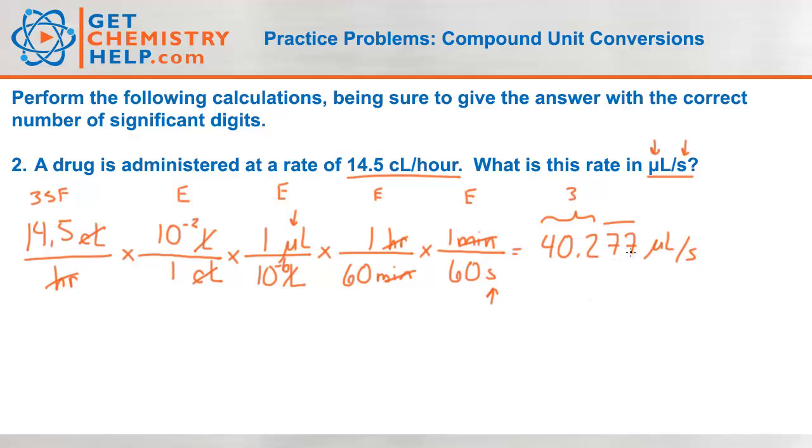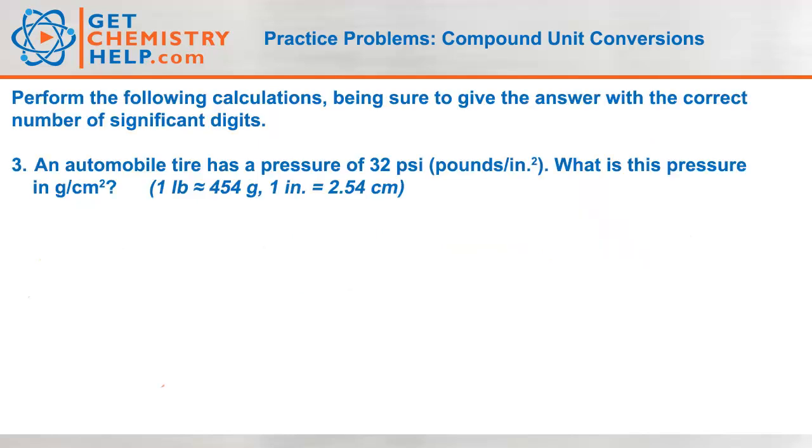So 40.277 would round off to become 40.3 microliters per second. Okay, good. There's number 2. Now let's try number 3.